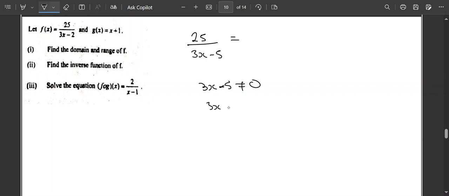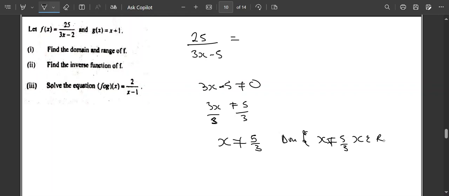So this will be 3x not equal to 5. Then you divide throughout by 3. So x will not be equal to 5 over 3. So x will be all those numbers but not equal to 5 over 3. The domain will be x is not equal to 5 over 3, x is a member of all real numbers, all the numbers on the number line. So that's how you find the domain for this one.